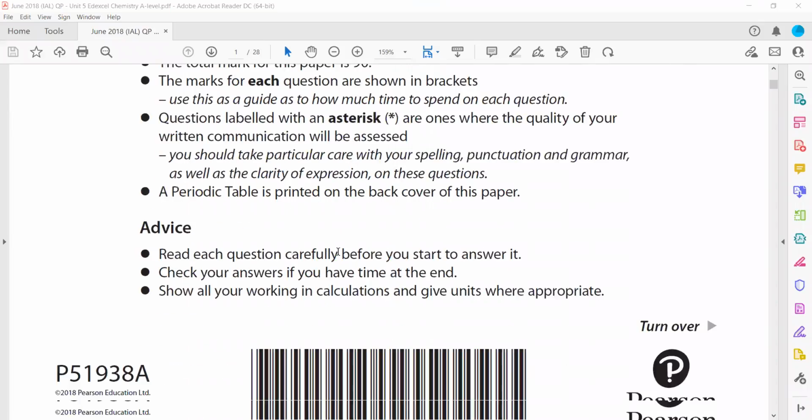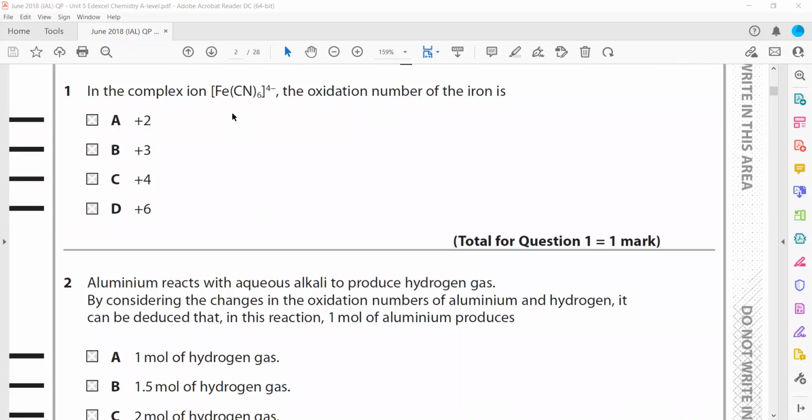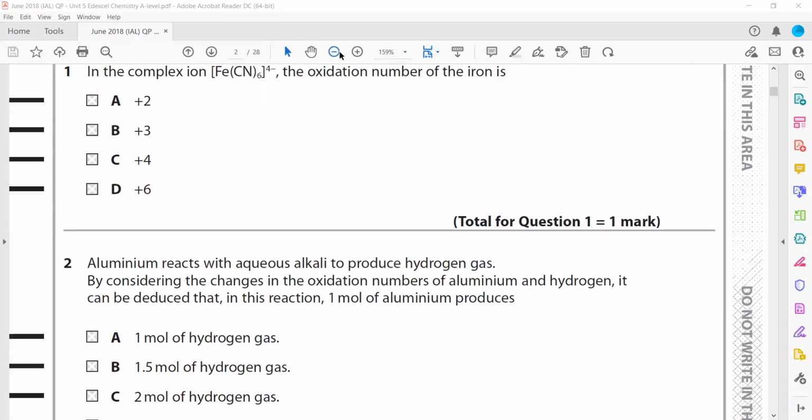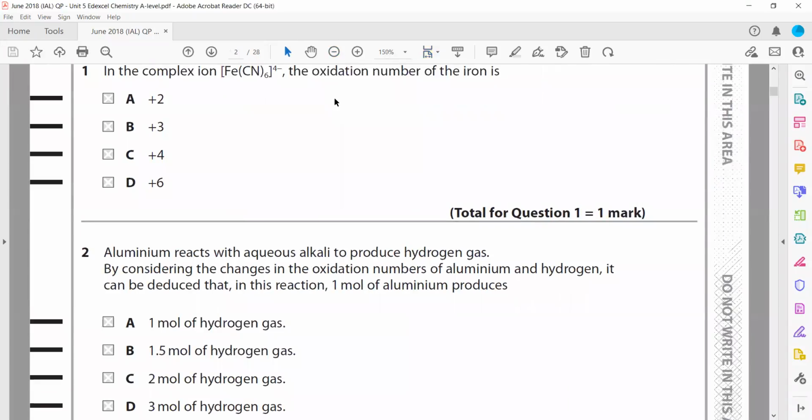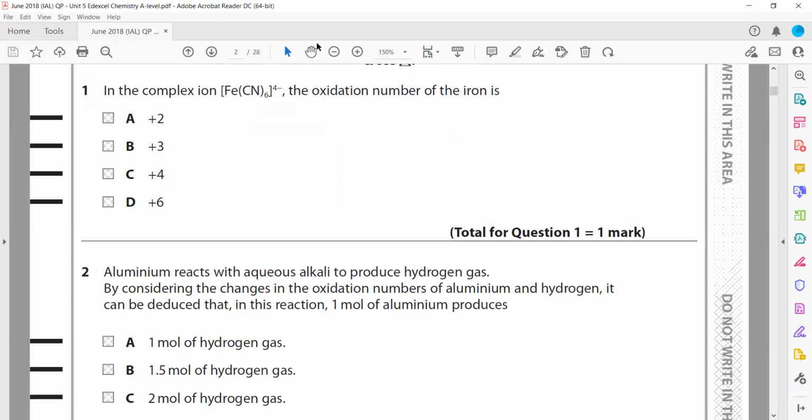June 2018, Unit 5. The first question was, in a complex, the iron is Fe(CN)6 with a charge of the complex -4. So we have Fe, we have CN with a charge -4. So each CN is -1, 6 CN will be -6. So what should be the charge of iron? So iron should be +2 because +2 minus 6 will give us -4. So the charge on the iron will be +2.